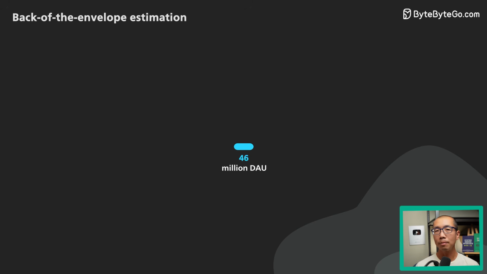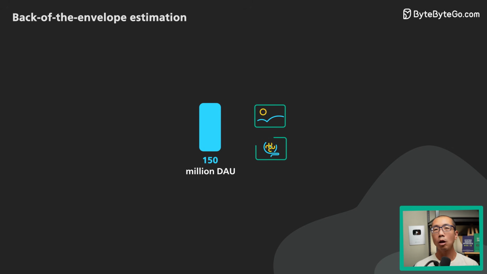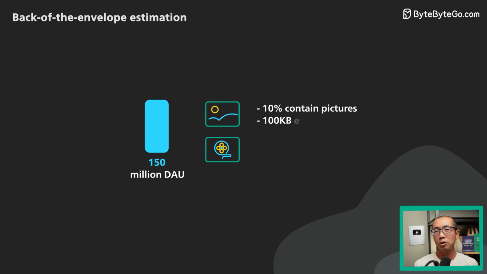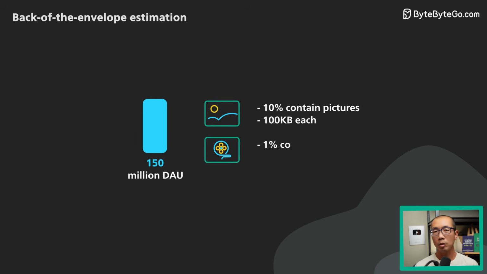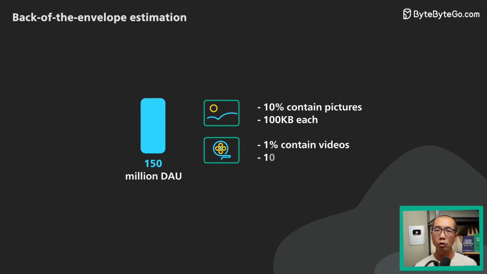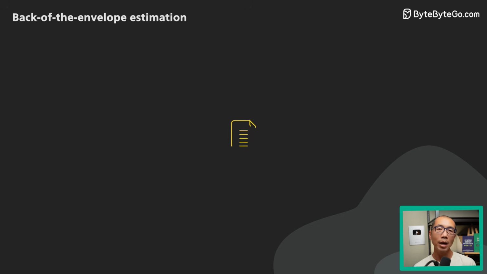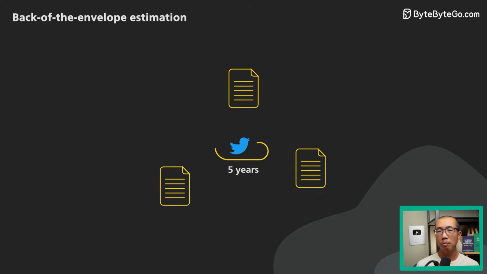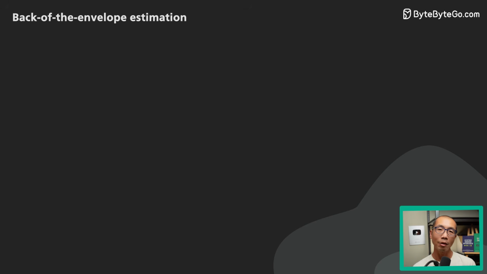We know from the previous example that there are about 150 million tweets per day. Now we need an estimate on the percentage of tweets that could contain multimedia content and how large those files are on average. With our meticulous research, we estimate that 10% of tweets contain pictures, and they're about 100 kilobytes each, and 1% of all the tweets contain videos, and they're about 100 megabytes each. We further assume that the files are replicated with 3 copies each, and that Twitter will keep the media for 5 years. Now here's the math.